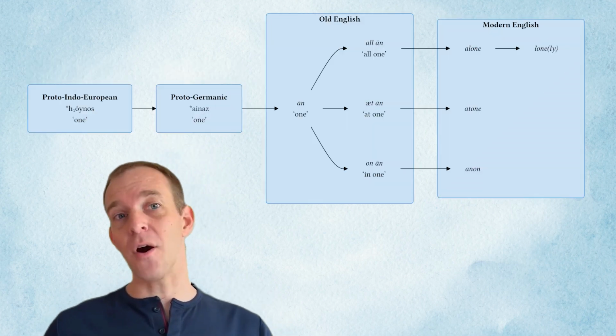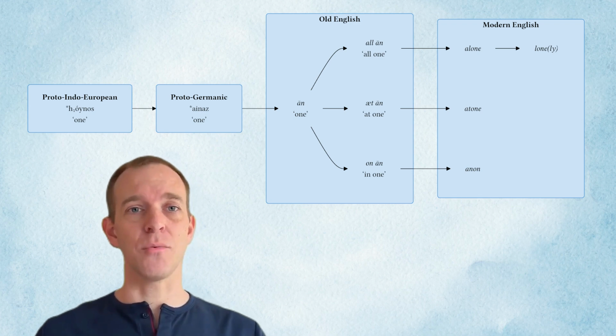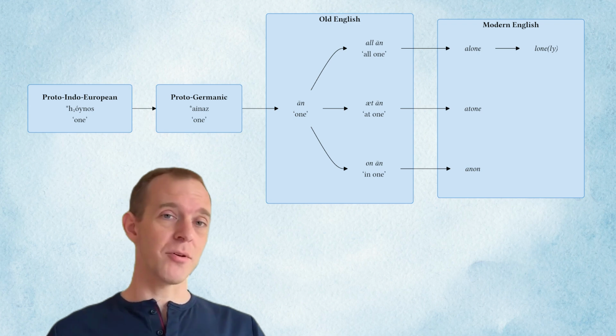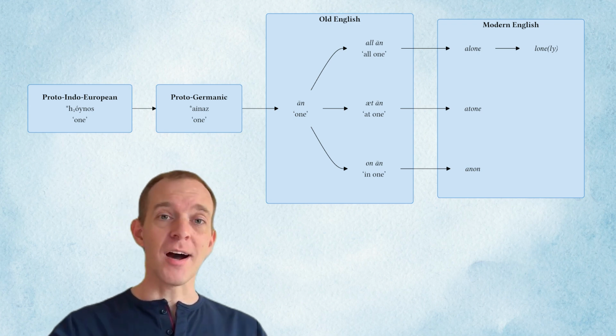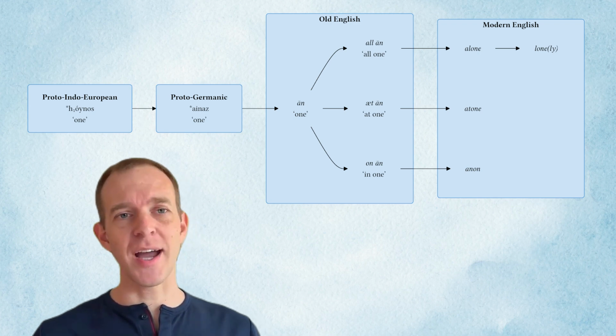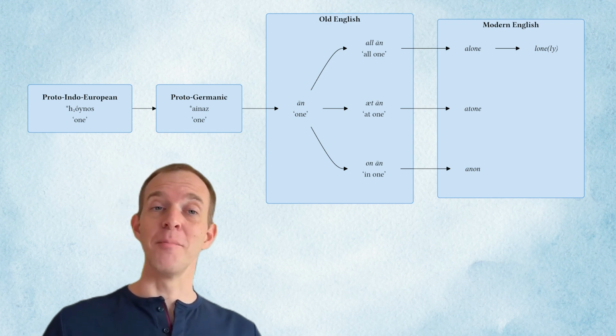A third phrase was on, which meant in one, in the sense of in one moment. The word on in Old English could mean both on and in. On eventually became anon in modern English, meaning in a short time or soon, like in the expression more on that anon. This process of merging two words into one word is called univerbation, and we're going to see this happen a couple more times in this video.